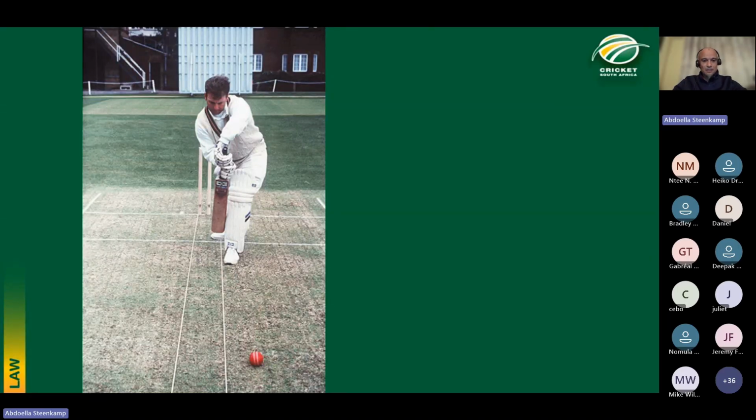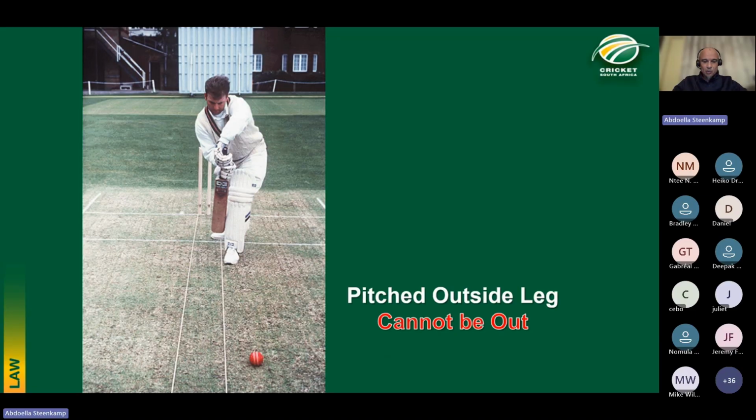This is a right-handed batter. Look where the ball is pitching. This ball is pitching outside leg stump. That's why a batter can never be out if a ball pitches outside leg stump.